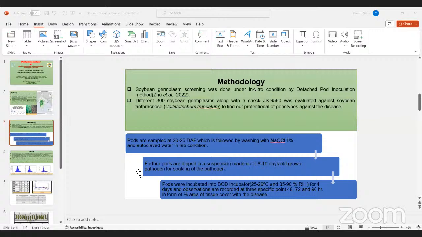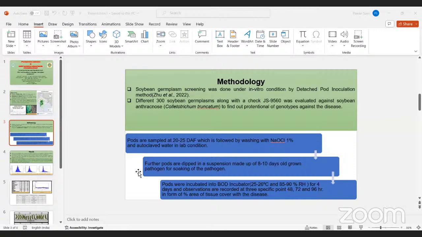First of all, we prepare the pathogen culture and sample the pods from the field at a particular stage, like 20 to 25 days after flowering, which is the perfect stage for this purpose, because other stages' results are not reliable to calculate the resistance potential. Over-mature pods are not good, as well as immature pods are not good for this experiment.